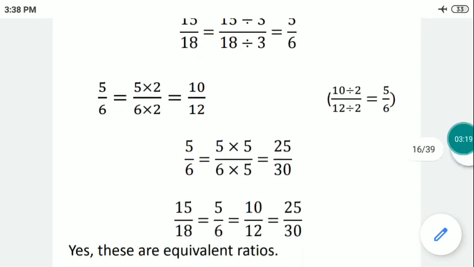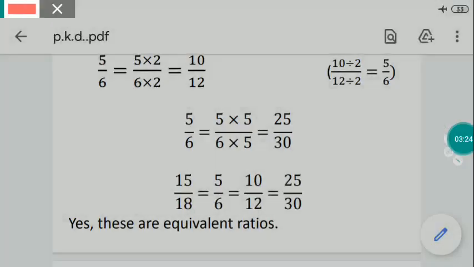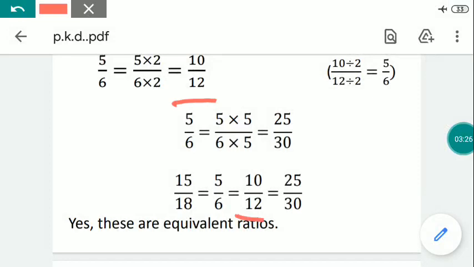So here 15 by 18 we get 5 by 6, and from 5 by 6 we get 10 by 12. Again from 5 by 6 we get 25 by 30. So 10 by 12 is equal to 25 by 30. These all are equivalent fractions, and we know that the ratios are equivalent if the corresponding fractions are equivalent. So these are equivalent ratios.